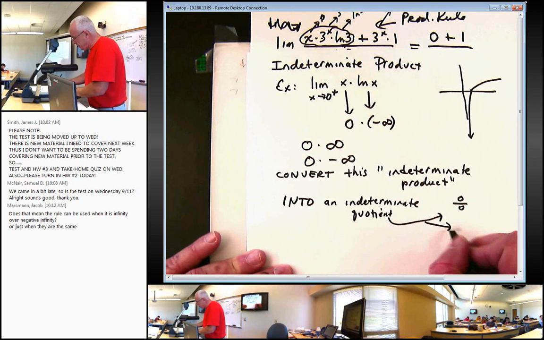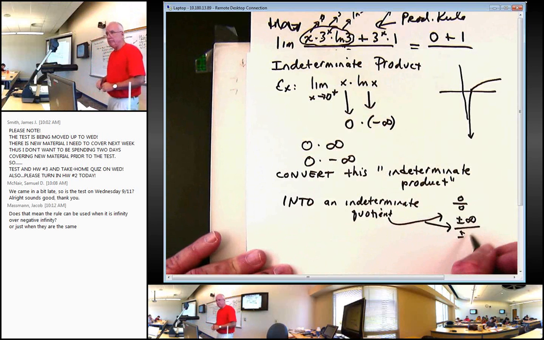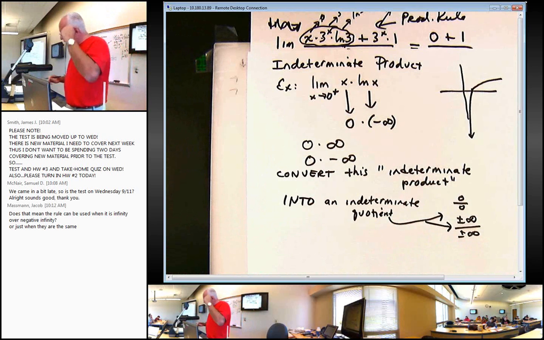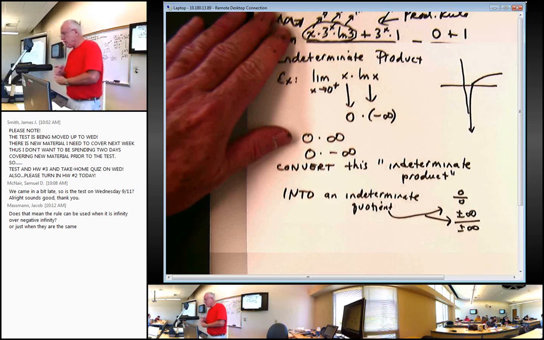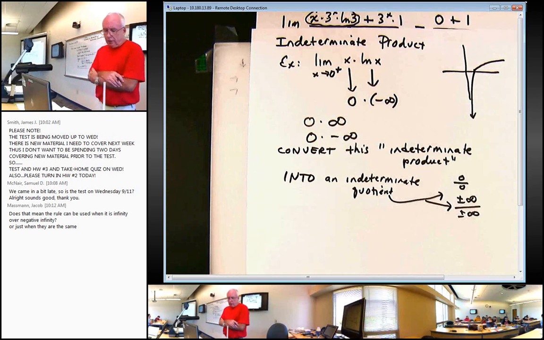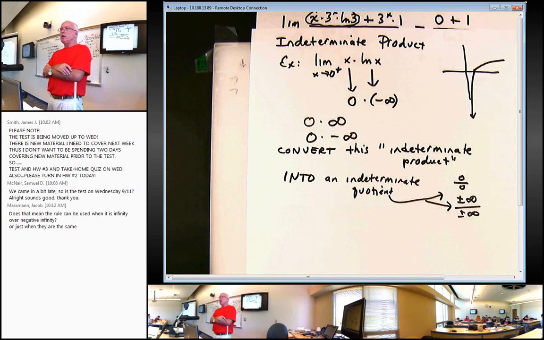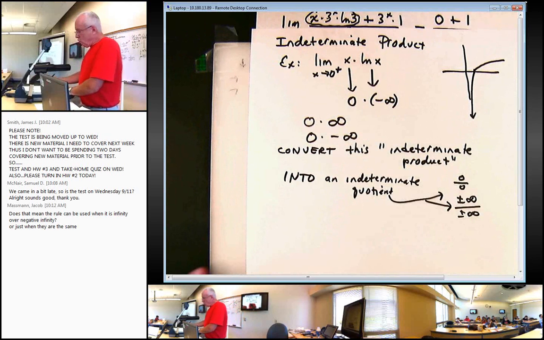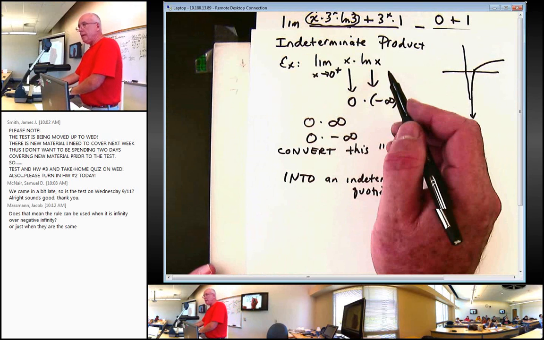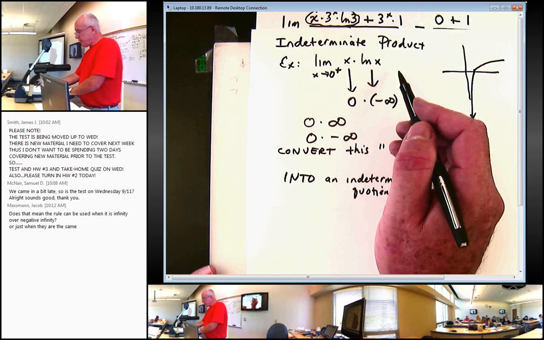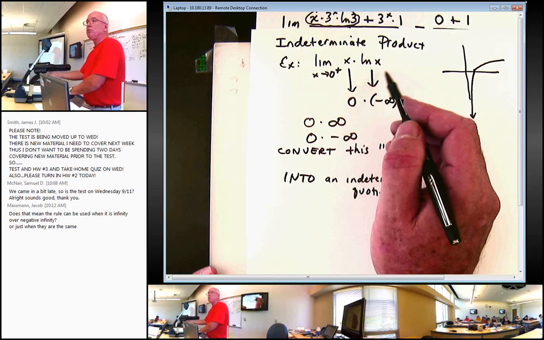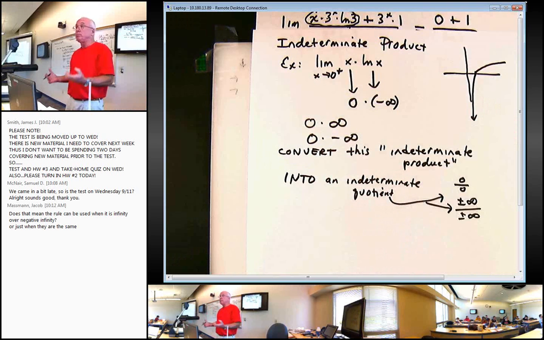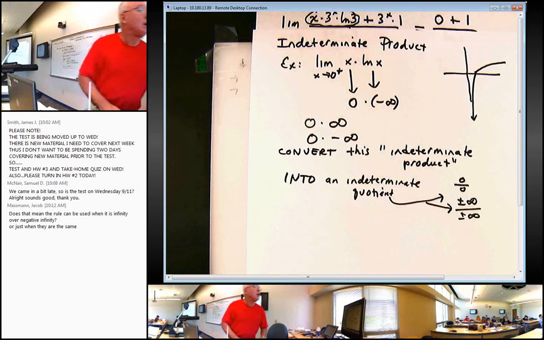Plus or minus infinity over plus or minus infinity. Okay, so let's see here. There's pretty much always either an easy way to rearrange this or a bad way to rearrange this. We know that the ln of x goes to negative infinity when we go to 0 from the positive side, and we know its derivative is 1 over x. So it's a nice, simple derivative.